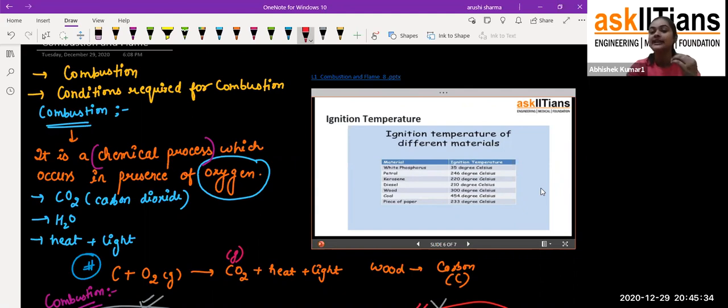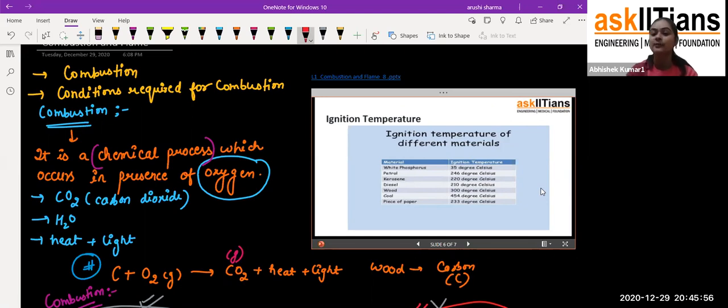So students, if we talk about LPG or kerosene, these are some kinds of things. Even petrol is 246 only, so there is not that much difference between petrol and kerosene. It's just that coal has a very high temperature, 454, so there is a high difference between these two, like a 200-something difference.